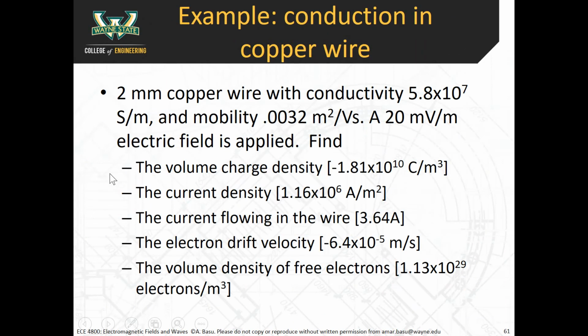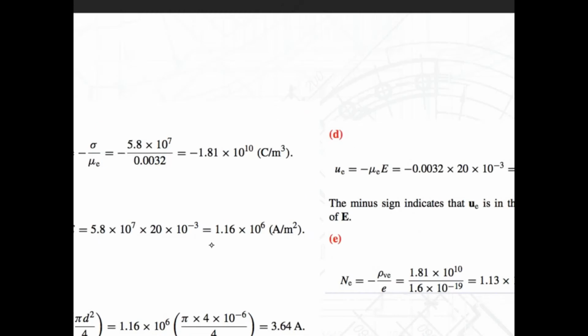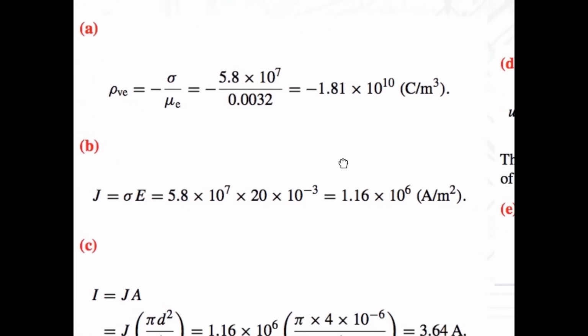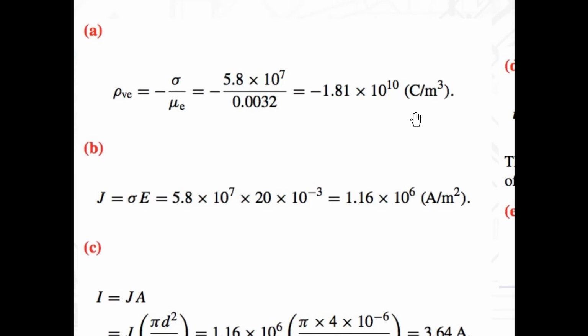All right, so the volume charge density, the way that you find that, let me zoom in here. The volume charge density is just equal to the conductivity divided by the mobility. You divide these two numbers that you're given, and the charge density is 1.8 times 10 to the 10 coulombs per meter cubed.